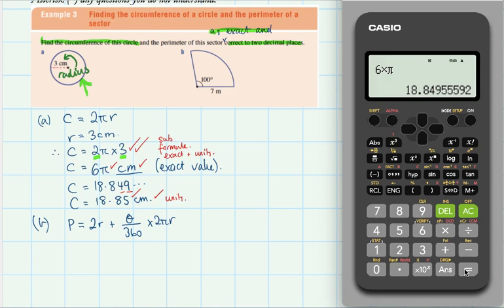The 2r comes from these two bits. Both of these are r. These are both the same. So, I'll highlight this in green. The 2r comes from there being 2 radiuses. The next part is this here. This part is the arc, just here. So this arc is equal to this.